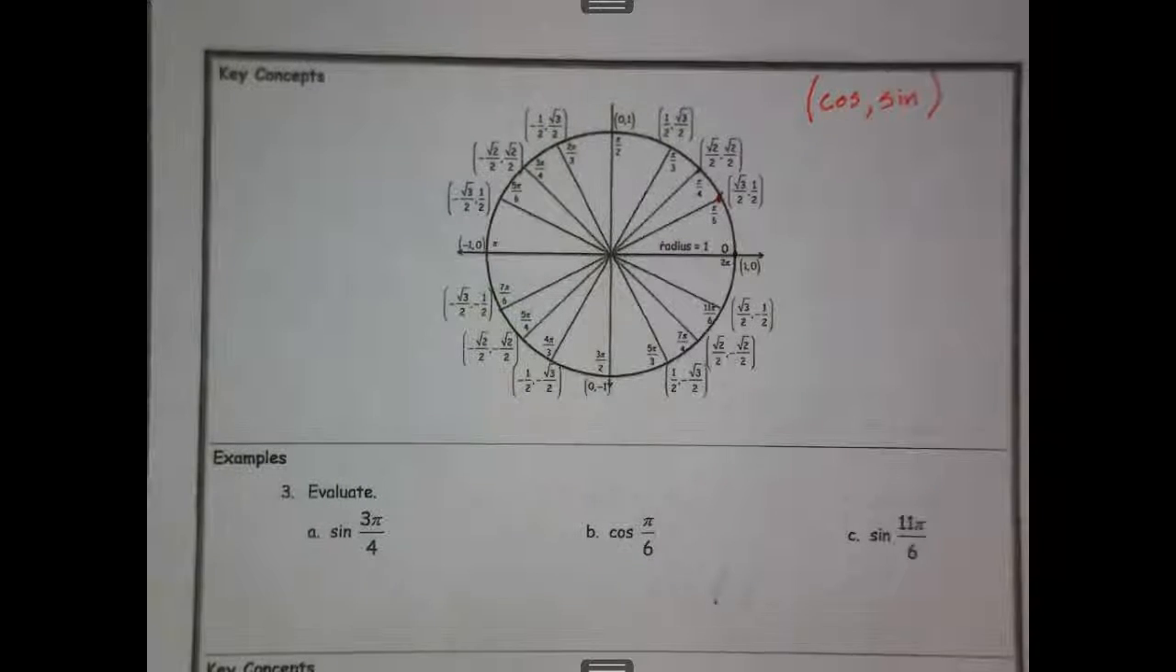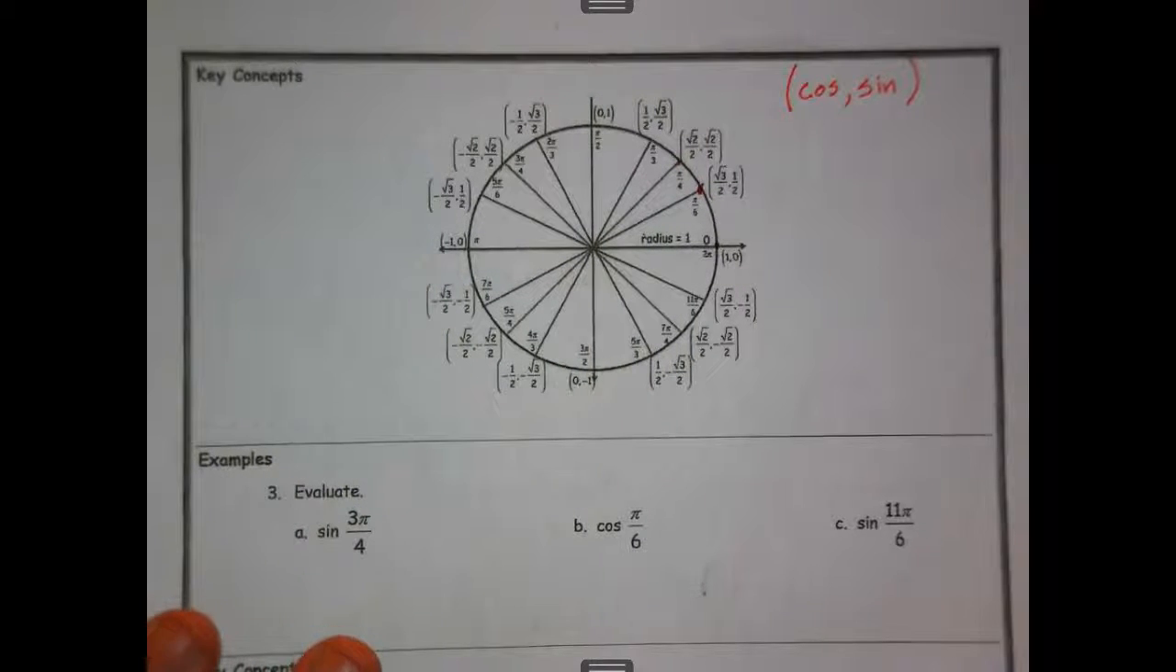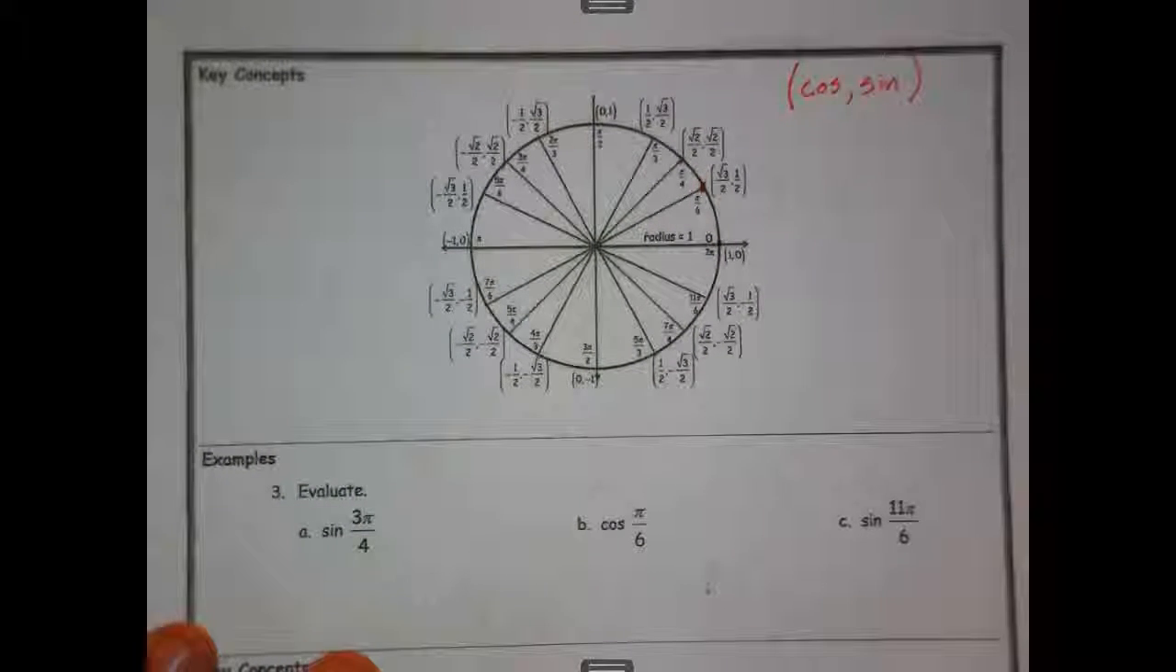I'm trying to do this without having to explain the unit circle. We're just trying to look at just radian measure here.